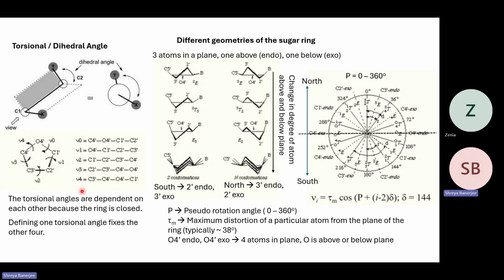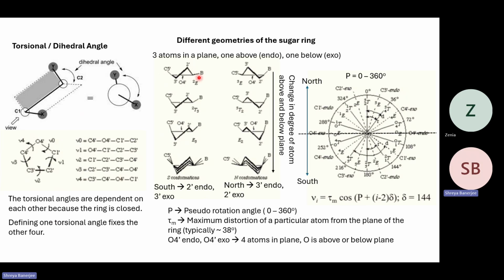And these 5 torsional angles of the pentose sugar are dependent on each other, since the ring is a closed structure. So if you define one angle, that will automatically fix the other 4 angles. Now this sugar ring can have different geometries. The most common geometry is where 3 atoms are in a plane, and one is above the plane and one is below the plane.